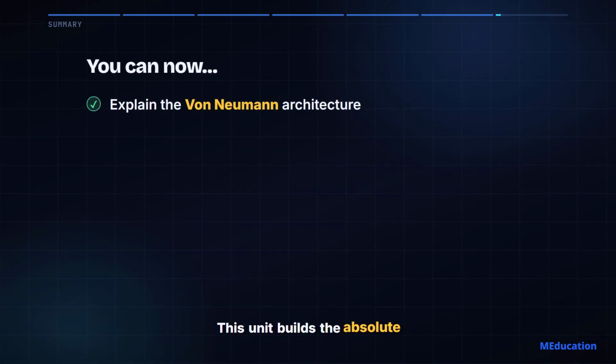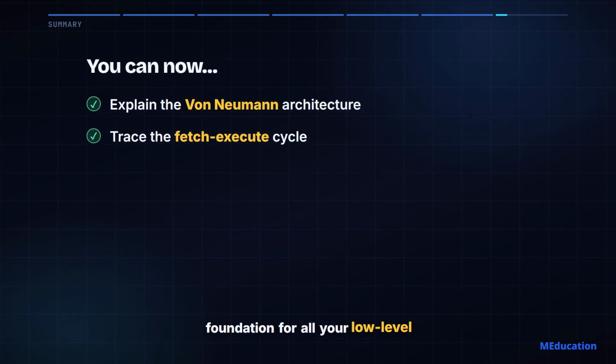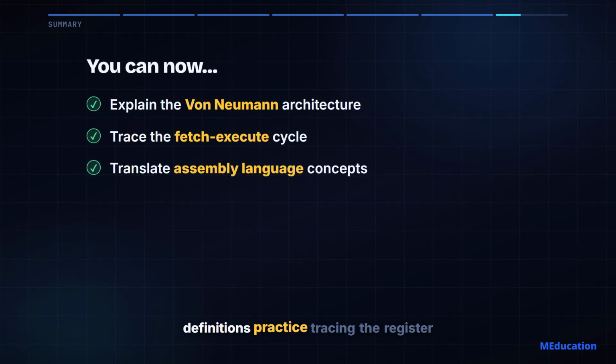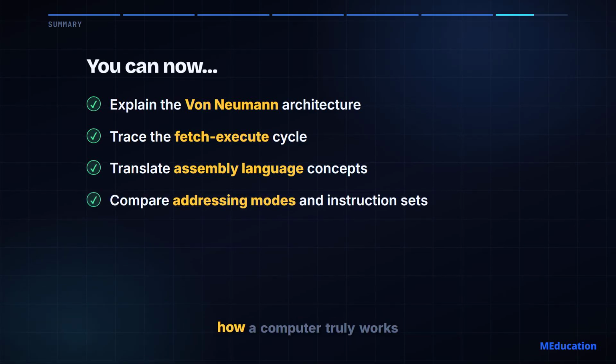This unit builds the absolute foundation for all your low-level computer science knowledge. Take your time with the definitions, practice tracing the register transfers, and remember that understanding how a computer truly works is what separates a coder from a computer scientist. You are ready to begin.